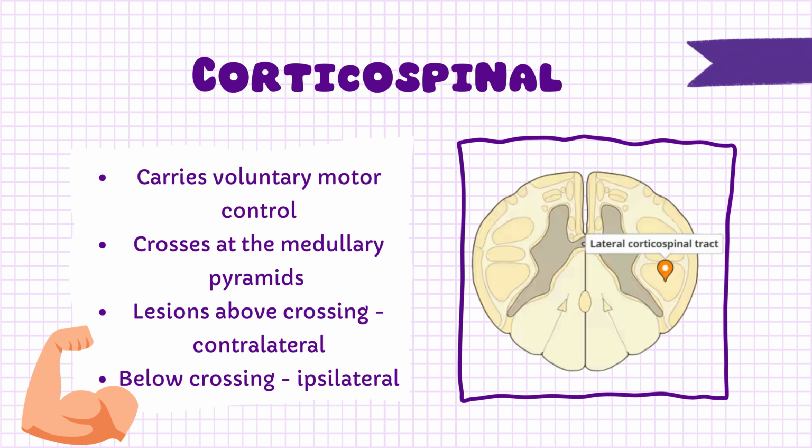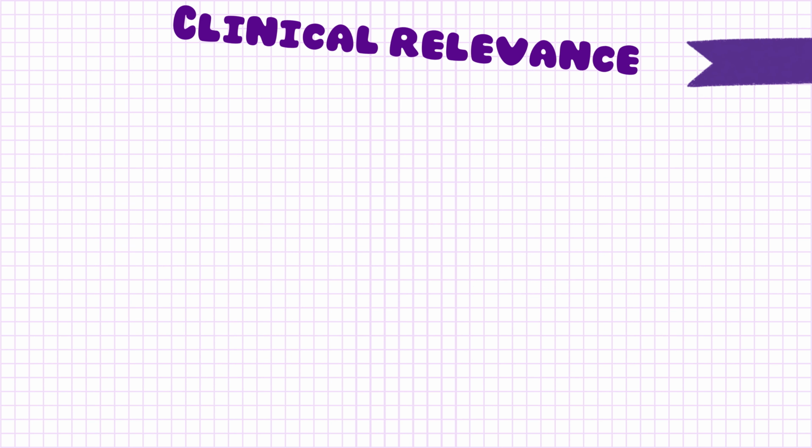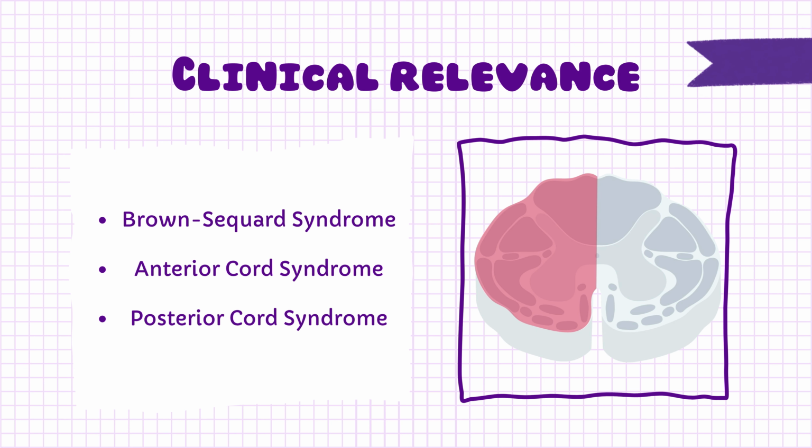These fibers then descend in the lateral column of the spinal cord and synapse onto lower motor neurons in the anterior horn. The remaining 10 to 15% of fibers form the anterior corticospinal tract, which may cross at the spinal level or remain ipsilateral, contributing to trunk muscle control. Let's look at 3 classic spinal cord injury patterns and what they tell us.